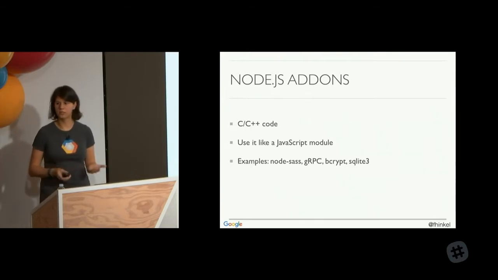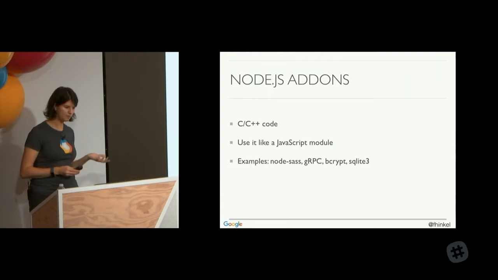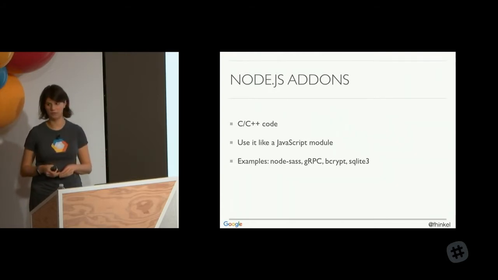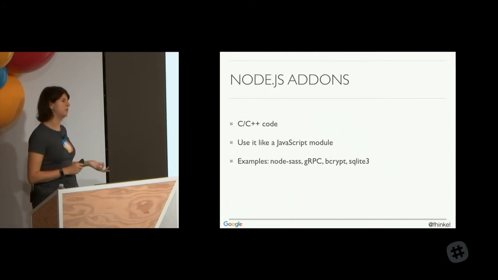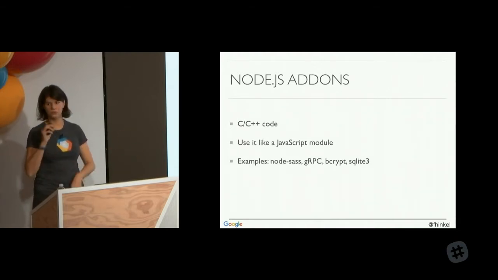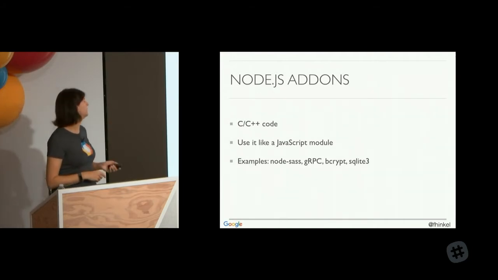That is code written in C++, but you use it like a JavaScript module. So users of your library don't have to worry that this is C++ code that you give them. They will just require the module, and then they'll just call whatever function they want from your API.